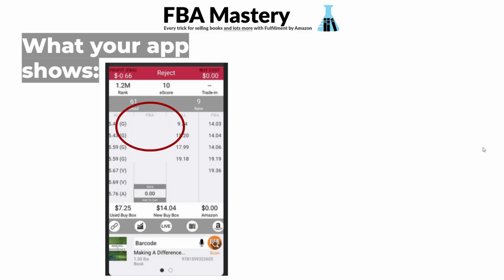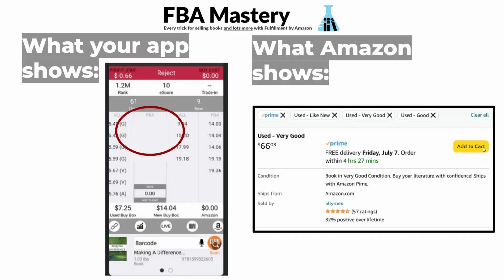So in concrete terms, what this can mean for you is you scan an item and it shows you this, where the FBA column is blank, and it's telling you to reject the item. And when you actually click over to Amazon, you see something entirely different. You see FBA offers do in fact exist. And you should not have rejected this item. This is actually a profitable item. And you got a false reject notification because of the FBA blind spot.